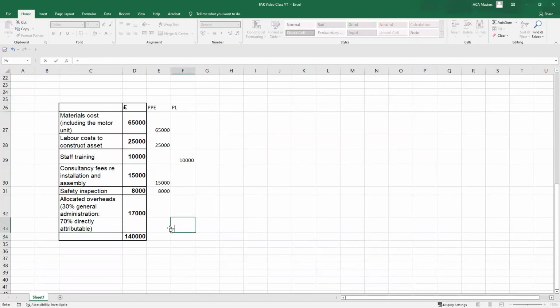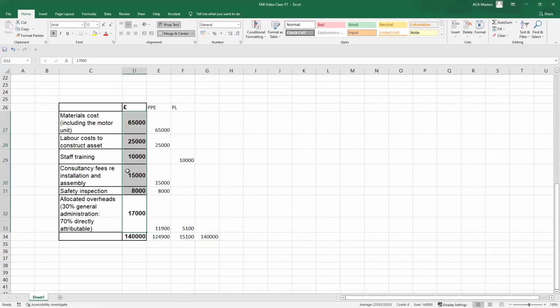So 70% would be PPE. So we'd have 70% there and we'd have 30% here. And therefore you can see what should be expensed to the P&L because they're not directly attributable, and what would be capitalized as part of the asset. And you could just sense check that and make sure you've got the full amount that we had in the question, and just make sure that you've copied everything over correctly.